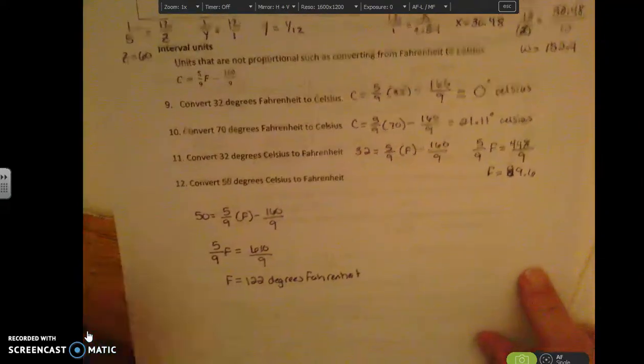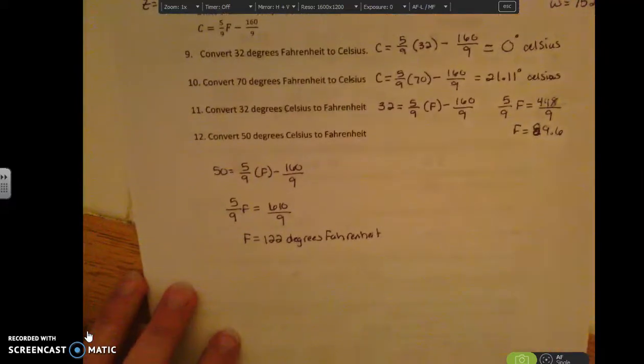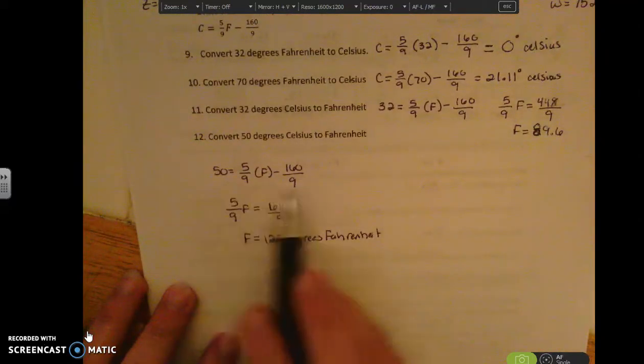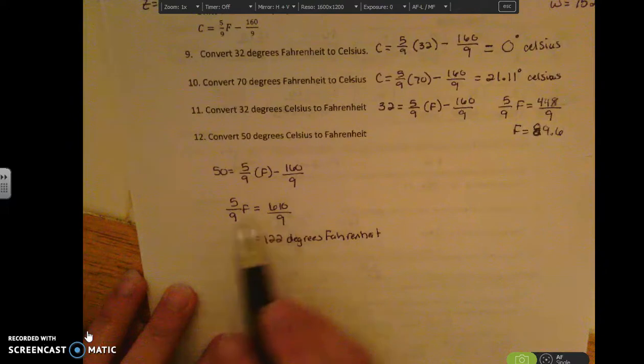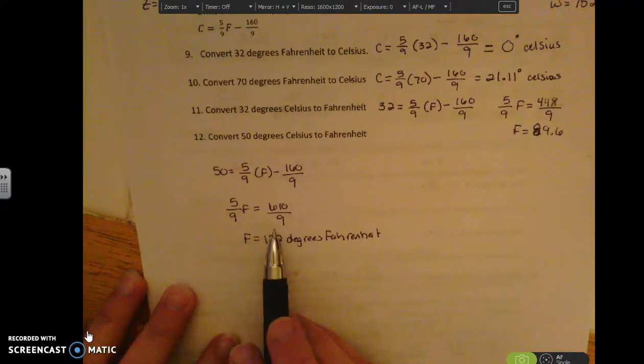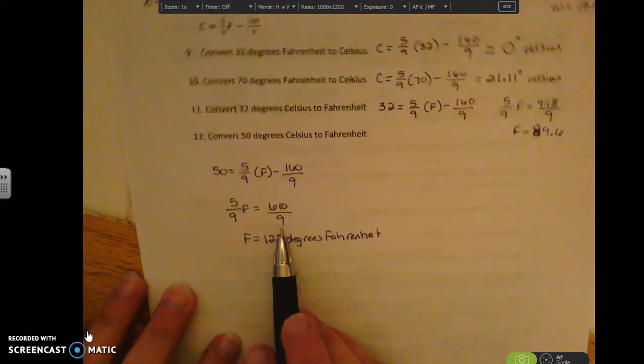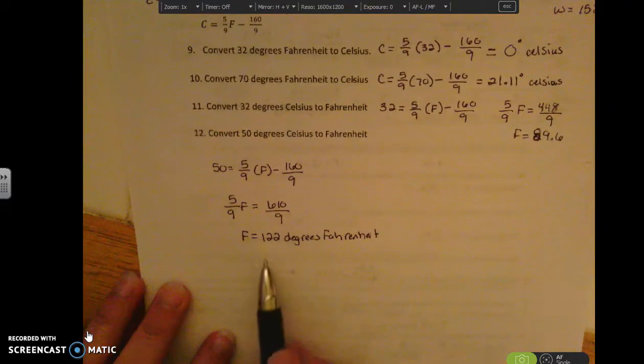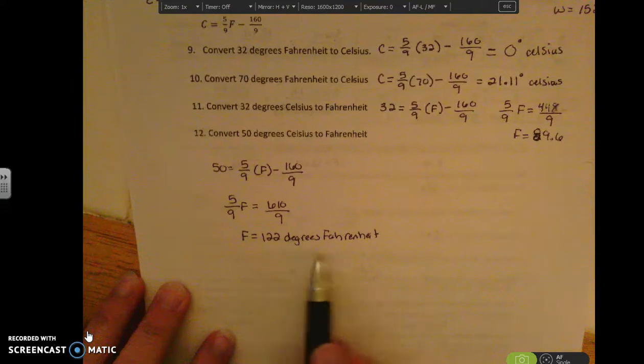Okay, my last one, same idea. I'm going to take 50 degrees Celsius and convert it to Fahrenheit. I'm going to go through the same math process that I did. Here I'm leaving it as a fraction, but you can also use a decimal. Just make sure you don't round off the decimal. And I get 122 degrees Fahrenheit.